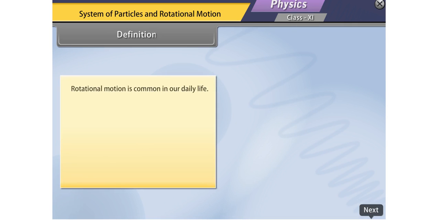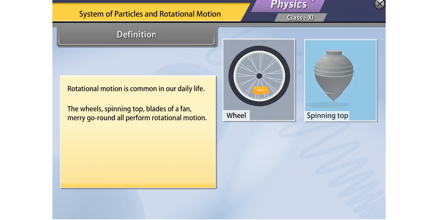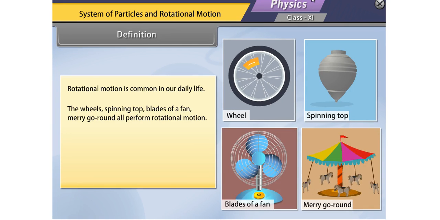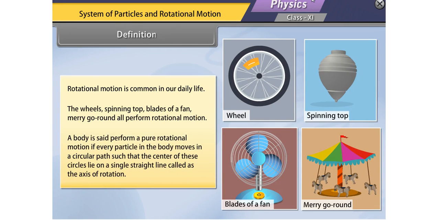Definition. Rotational motion is common in our daily life. The wheels, spinning top, blades of a fan, merry-go-round all perform rotational motion. A body is said to perform a pure rotational motion if every particle in the body moves in a circular path, such that the centers of these circles lie on a single straight line called the axis of rotation.